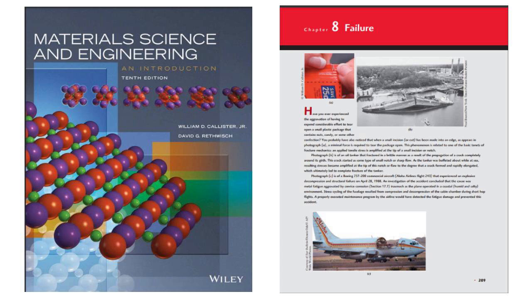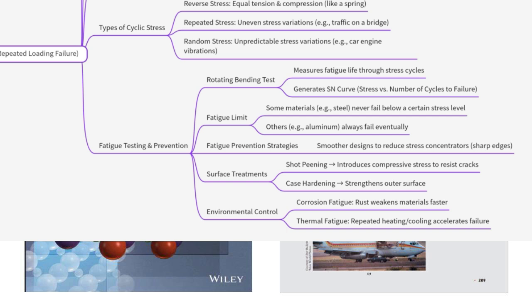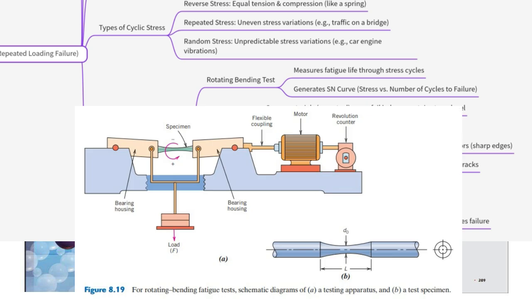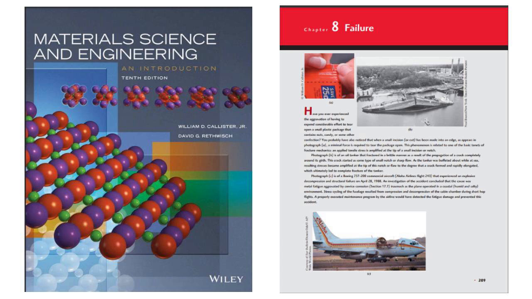Exactly. How do we actually test a material's ability to withstand fatigue then? One common method is the rotating bending test. It's a pretty cool test. You basically take a specimen and subject it to alternating tension and compression stresses while rotating it. So it's like a really intense workout for the material. Yeah. And what does that tell us?